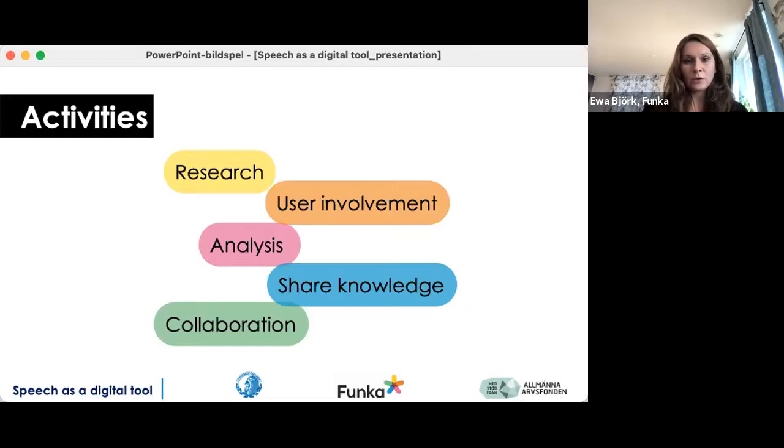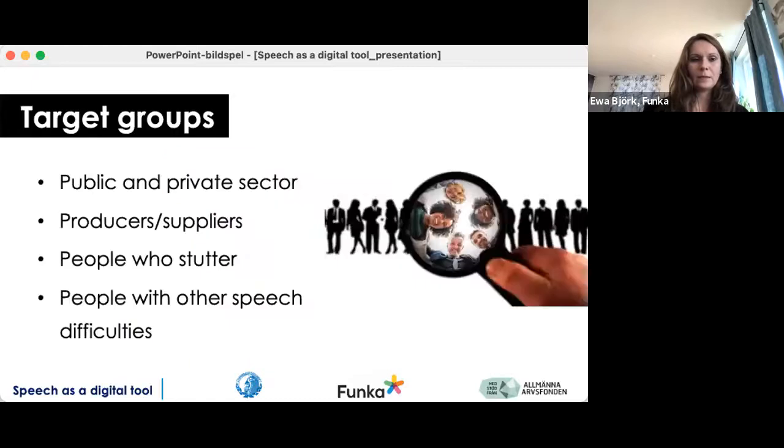And all of this, of course, will be done in collaboration with all stakeholders. The target groups of this project are the public and private sector, which means those who usually buy and use communication services in order to communicate with their clients and the public in general, but also producers and suppliers who are responsible for actually producing this kind of technology.